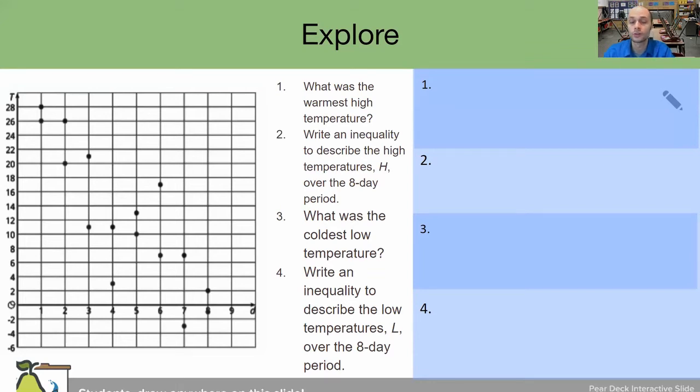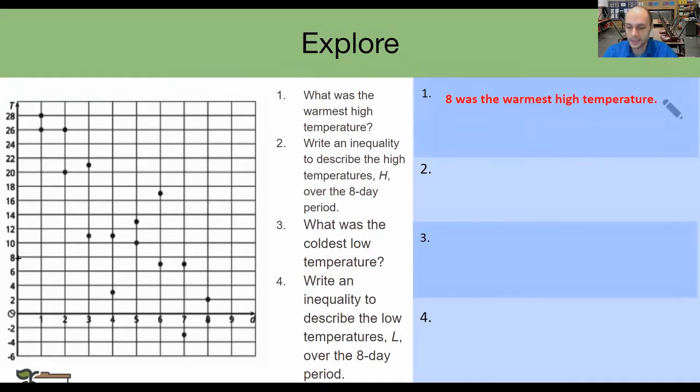Okay, so let's take a look at what a student did, and then I want you to pause the video and let me know, is this answer correct? All right, welcome back. This student said 8 was the warmest high temperature. If you said this answer is wrong, then you are correct. Good work. Now, this answer is wrong for a couple of reasons.